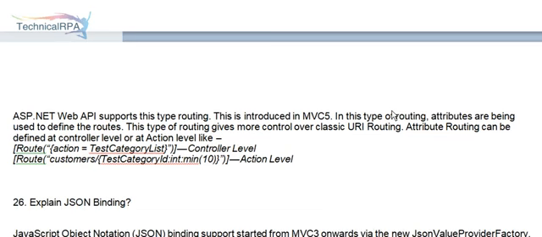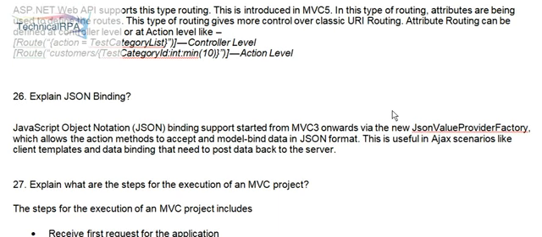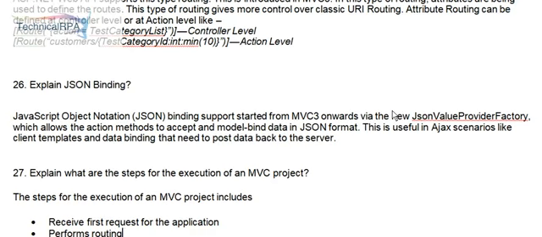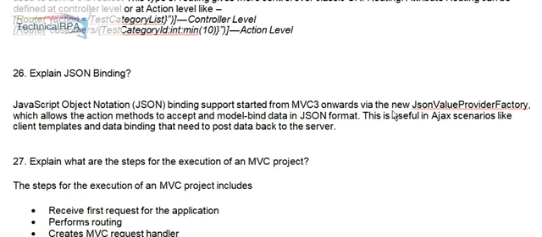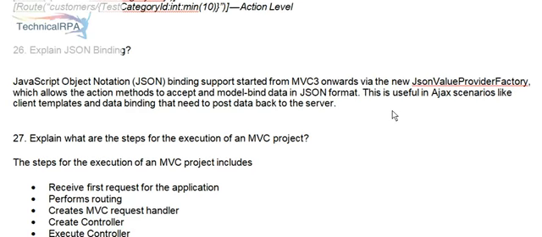26. Explain JSON binding. JavaScript Object Notation, JSON, binding support started from MVC 3 onwards via the new JSON value provider factory, which allows the action methods to accept and model bind data in JSON format. This is useful in AJAX scenarios like client templates and data binding that need to post data back to the server.